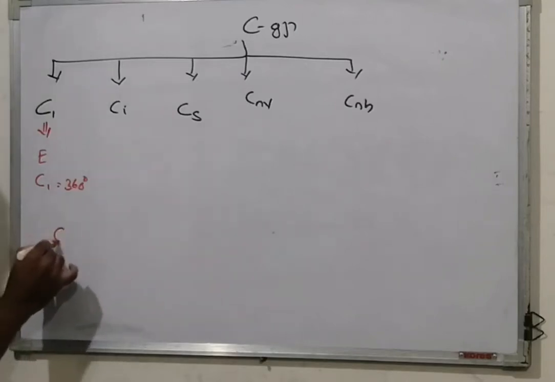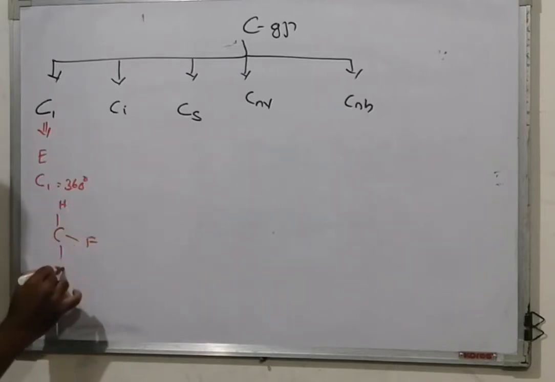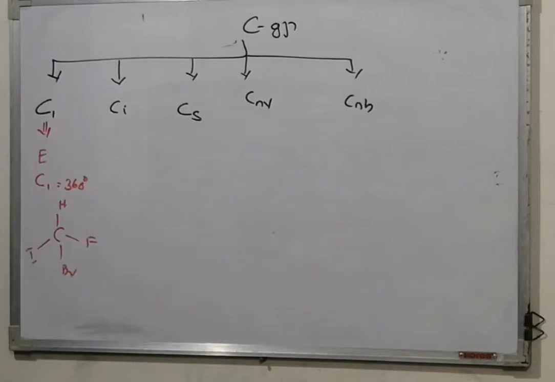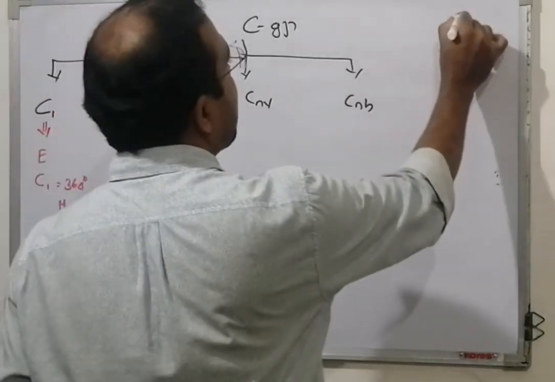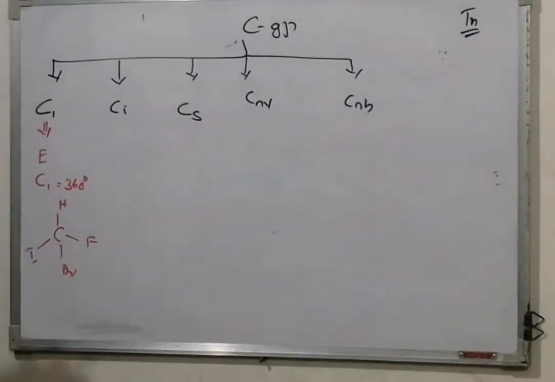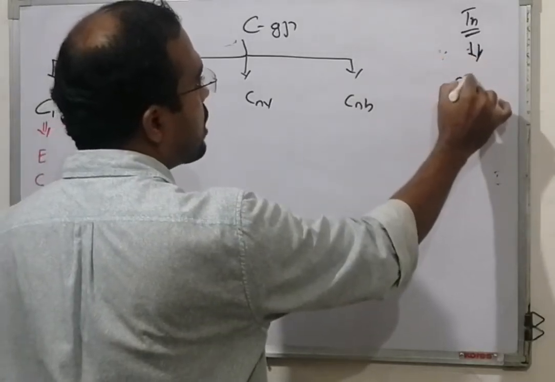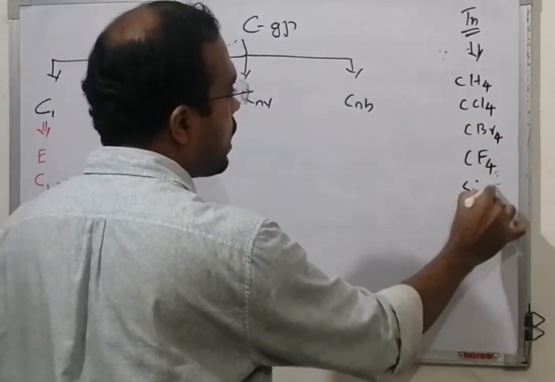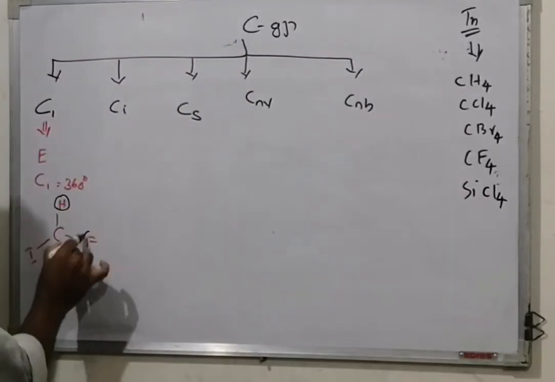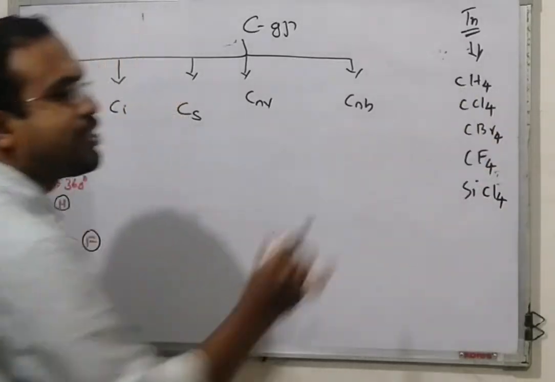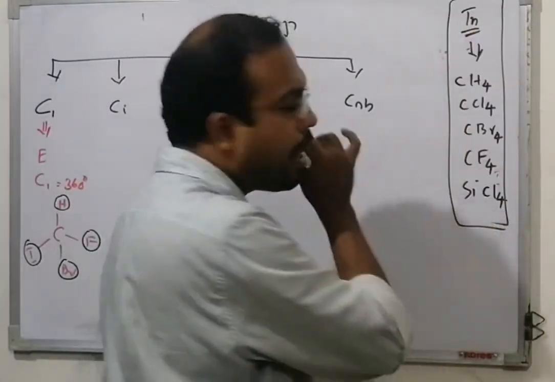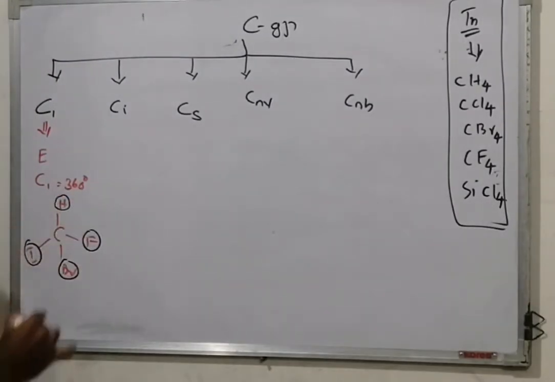Okay, one example: C, H, F, Br, I. It has no plane of symmetry because it is tetrahedral. Remember, this is tetrahedral, not Td. I will explain that. This Td group, remember, is a special group: CH4, CCl4, CBr4, CF4 like that, or SiCl4. What is the difference? Here all groups are different. Here all groups are same. If all groups are same and tetrahedral, that is the tetrahedral point group. Here it is tetrahedral but all groups are different, then it has only one symmetry element, identity, the first C1.